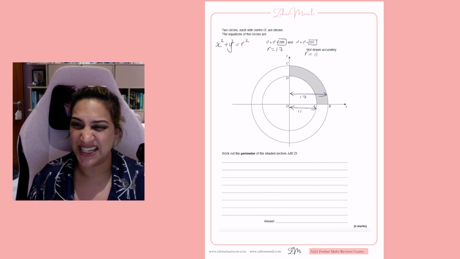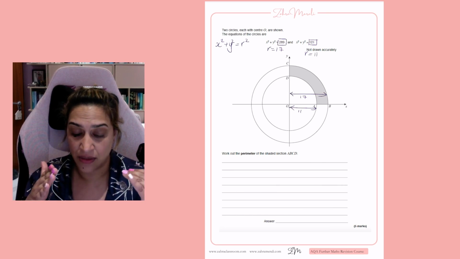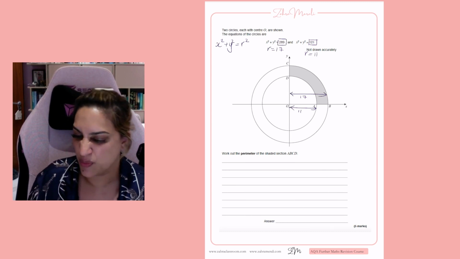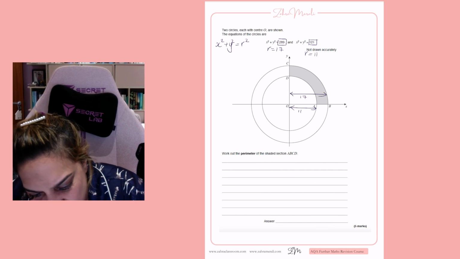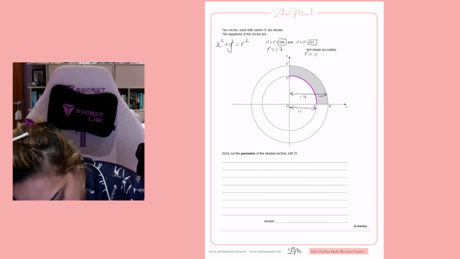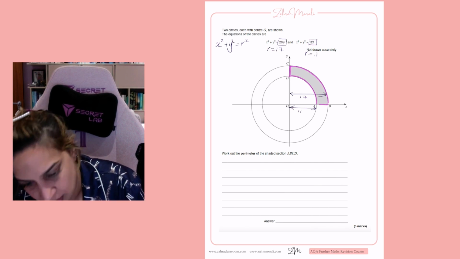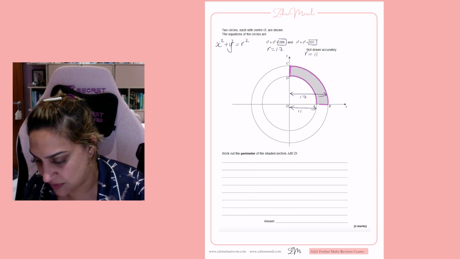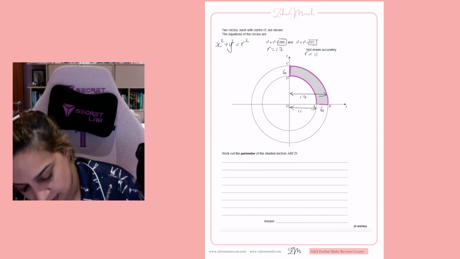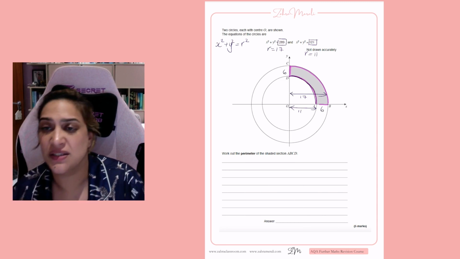Now the bit that's shaded is the big circle minus the small circle. But in terms of perimeter, we're not looking for the area, we're looking for the perimeter. So we're looking for this bit, and then these two bits. The easy bits are the two bits that we can find. So this is 6, and this is 6. This bit here is part of the circumference.